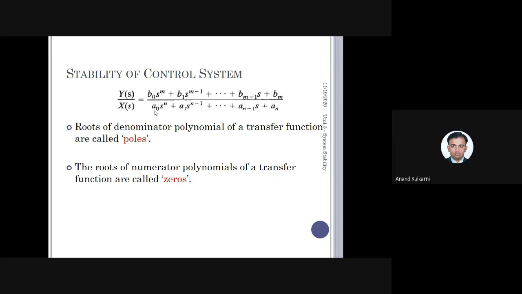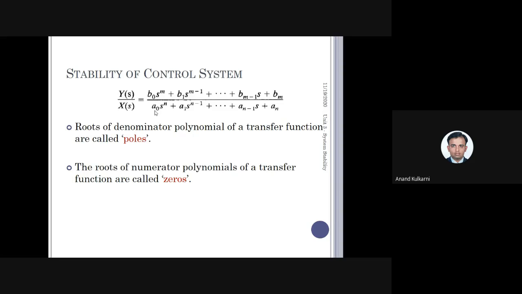There are three brackets total. One bracket is in the numerator, that is k into s plus a. A is in the numerator. Similarly, in the denominator, suppose you have s plus b and s plus c. Two brackets are there.